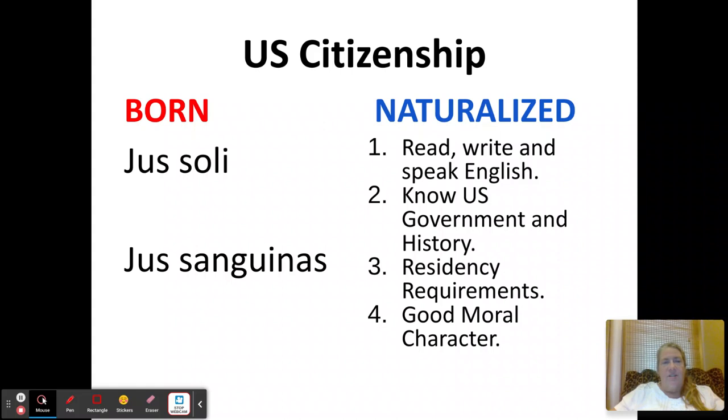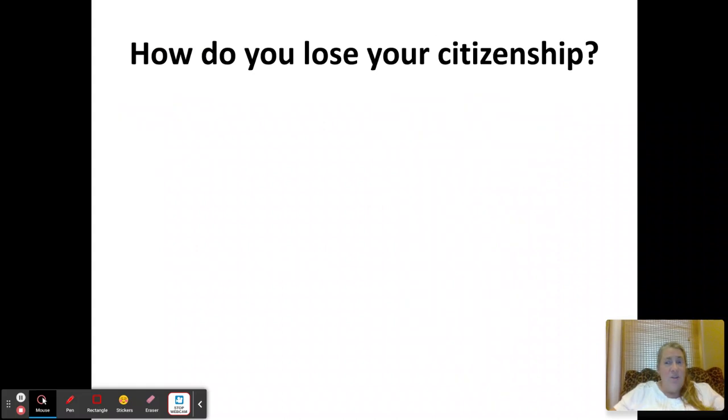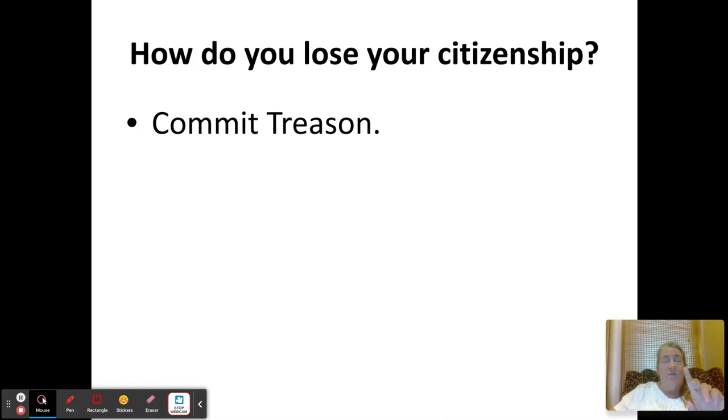So, how can you lose your U.S. citizenship? Well, if you commit treason, that is a crime against the United States. Even though the social contract theory says you have a right to revolt, you can't commit treason. It's illegal in the United States of America.